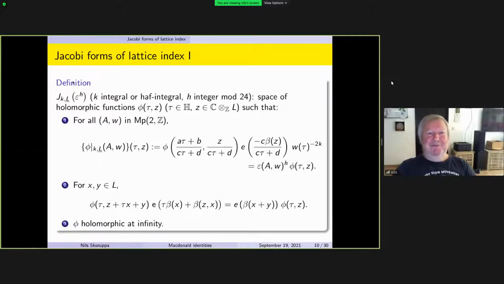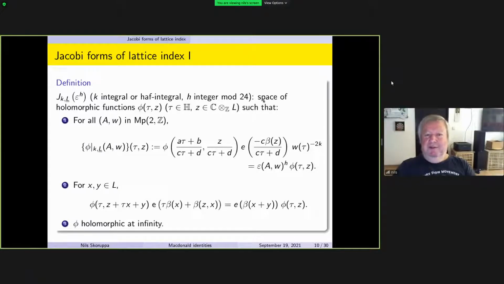So now finally I come to Jacobi forms of lattice index. As I said, we have three parameters for each space. Here we have the weight, which is integral or half integral. We have the lattice L, from the slide before. And we have a character of Mp2(Z), so some power of epsilon, of course, and this H can be viewed as an integer mod 24, since there are only 24 characters.